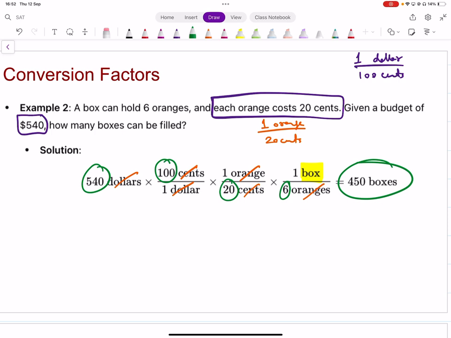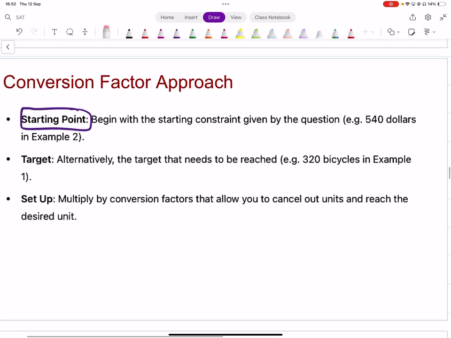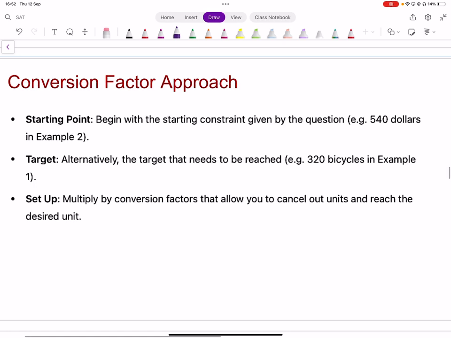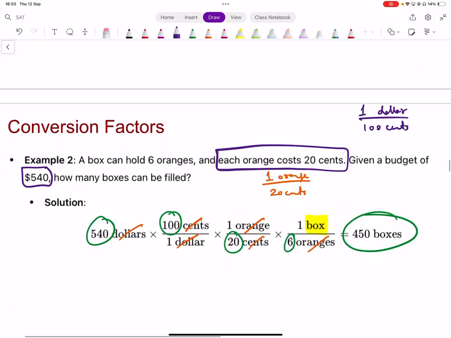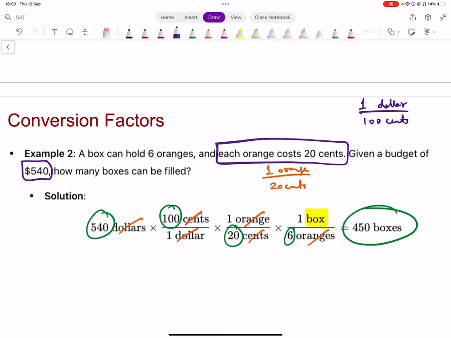So what you want to do is multiply by conversion factors that allow you to cancel out units and reach the final unit that we want. In this case, we wanted the number of boxes to be the final unit, and we tried to cancel out all the other units from there. Okay?